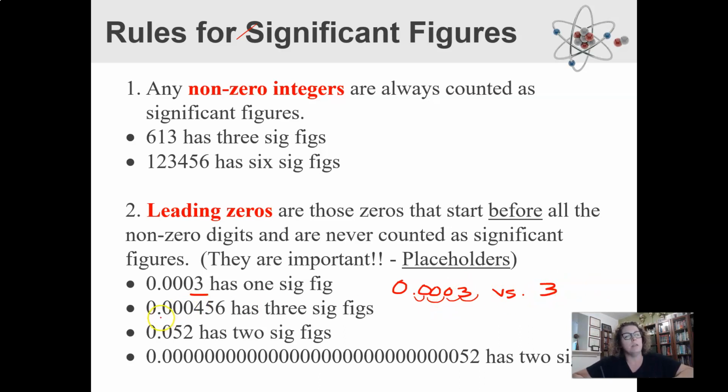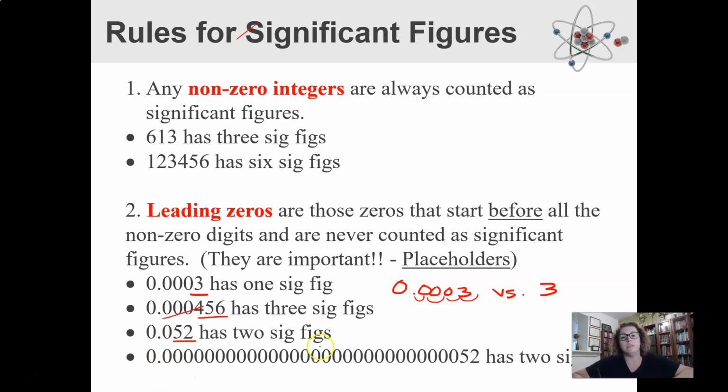So if I had a number, the next example on here, 0.000456, these zeros do not mean anything. Doesn't mean I'm going to get rid of them, but they're placeholders. So the only 3 significant figures I see are 4, 5, and 6. Same thing with this one. Leading zeros mean nothing, so the only sig figs I see is 2 sig figs.